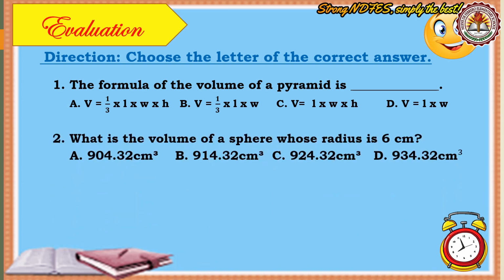Let's have number 2. What is the volume of a sphere whose radius is 6 centimeters? Letter A. 904 and 3200 cubic centimeters. Letter B. 914 and 3200 cubic centimeters. Letter C. 924 and 32 cubic centimeters. Letter D. 934 and 3200 cubic centimeters.